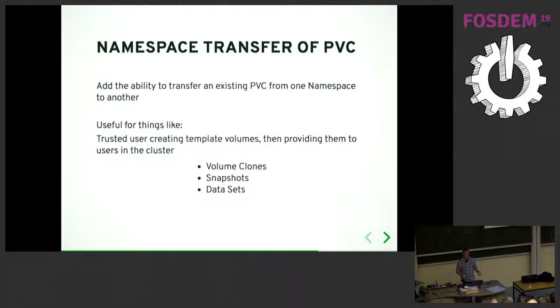This lets you do interesting things, in my opinion, like having a trusted user create a template of some data set or an image, for example, if you're doing VMs inside of Kubernetes, and then provide those things to users in the cluster or even a set of secrets or whatever it might be. But it's also really useful for things like volume clones and snapshots as well, because you can take a clone or a snapshot of these things, but what if you want to put them into another namespace inside of your cluster, right? Today, you can't do that. Well, you can, but it's really, really hard, and it's very manual, and you have to be an admin, right? So the idea is to give the ability to do those things.